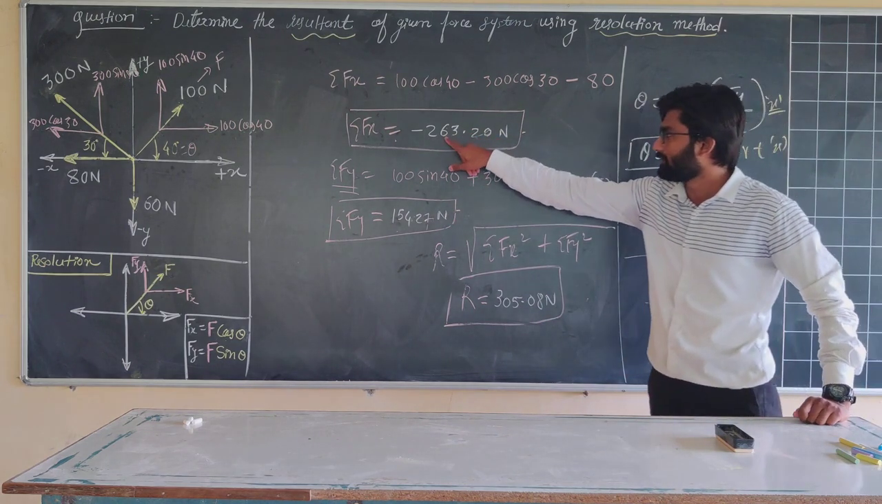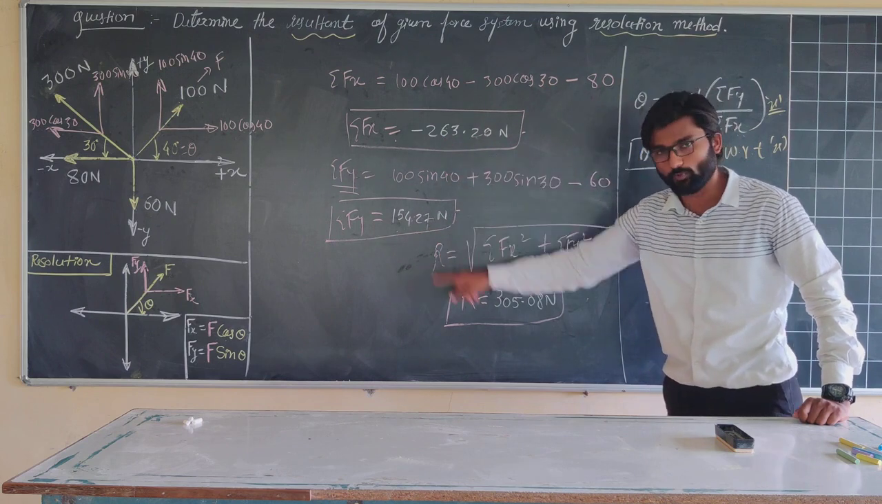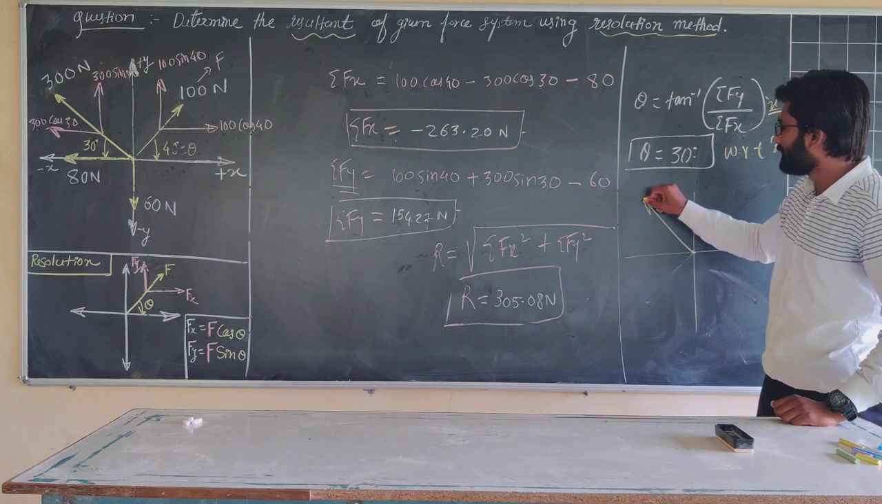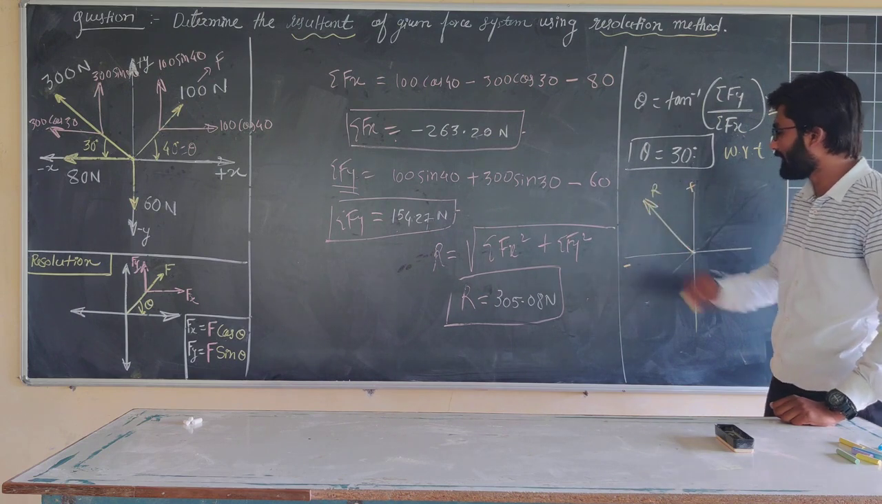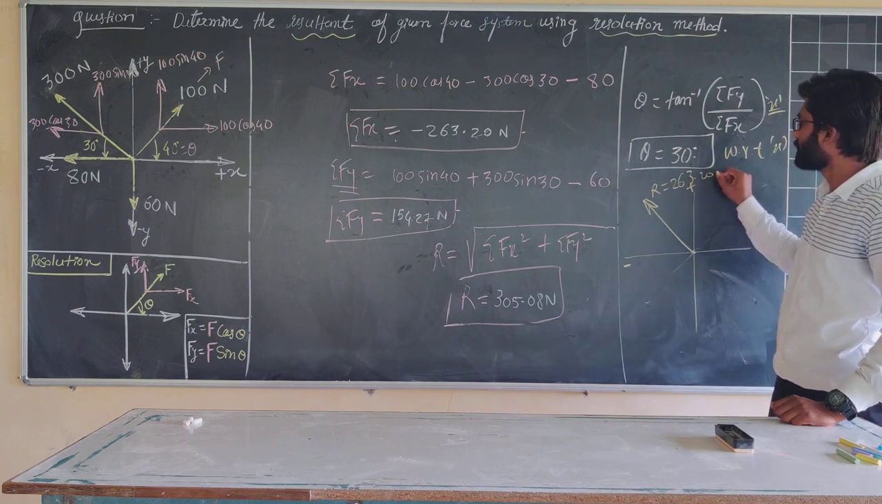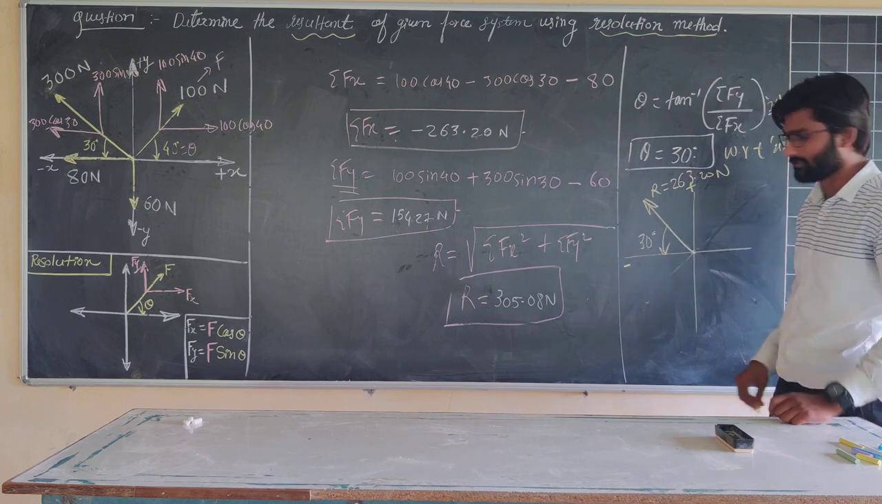In this case, the sign of summation of Fx is negative while the sign of summation of Fy is positive. It tells us that the resultant is acting in the second quadrant, where y is positive and x is negative. So its value is 305.08 Newton, making an angle of 30 degrees.